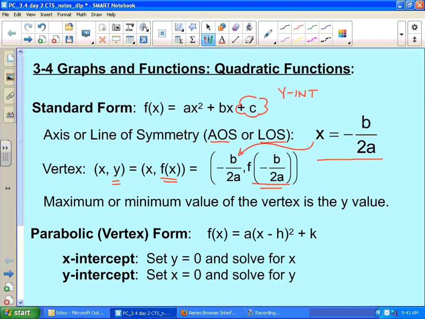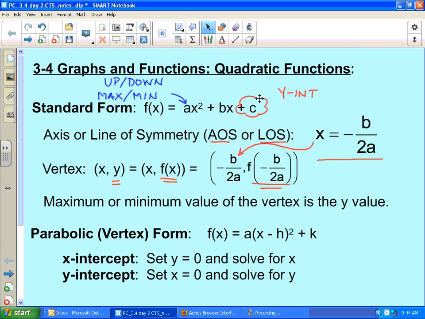From the standard form, what else can we find? Well, this a here can tell us a bunch. It can tell us if we're opening up or down. It can tell us if we have a max or a minimum value. Positive opens up, has a minimum. Negative opens down, has a maximum. All right, now that's about all there is review-wise on the standard form.